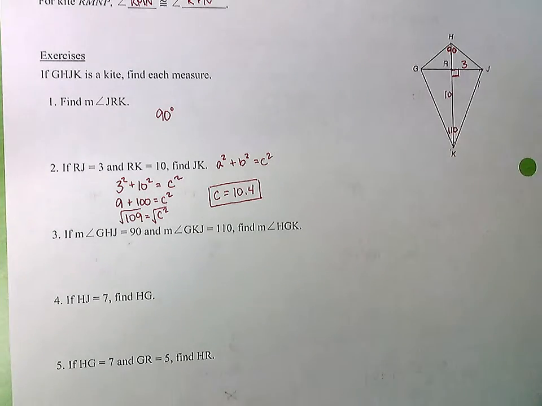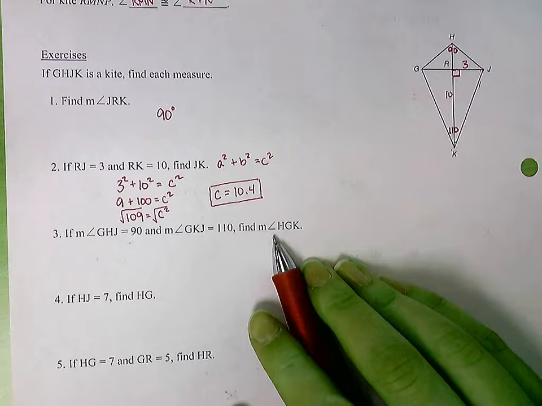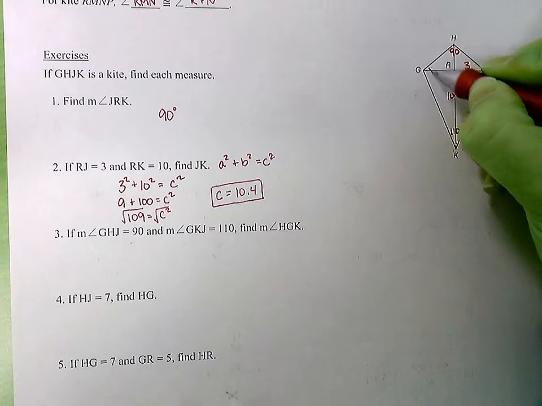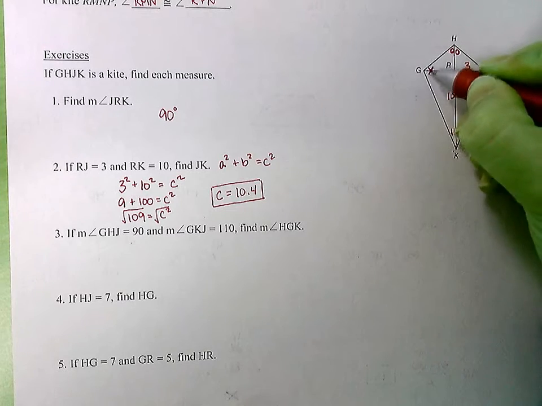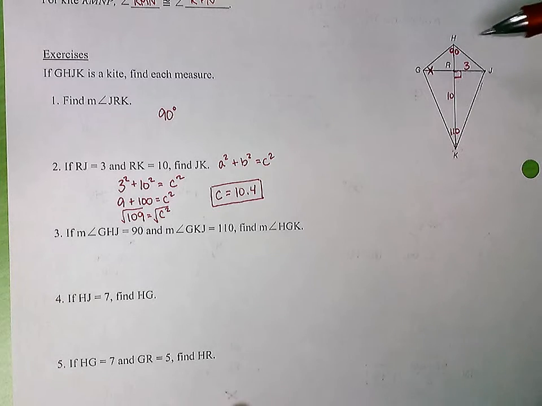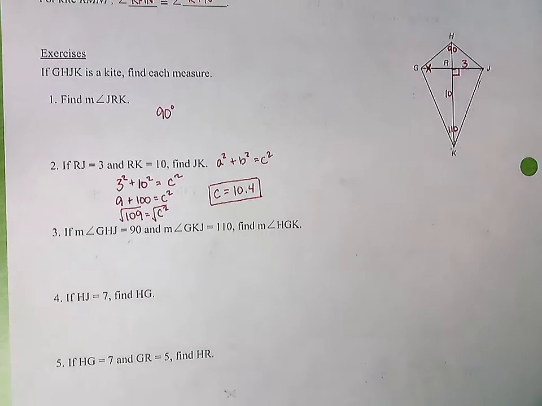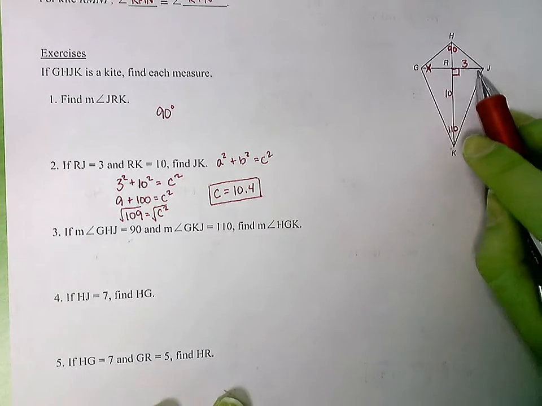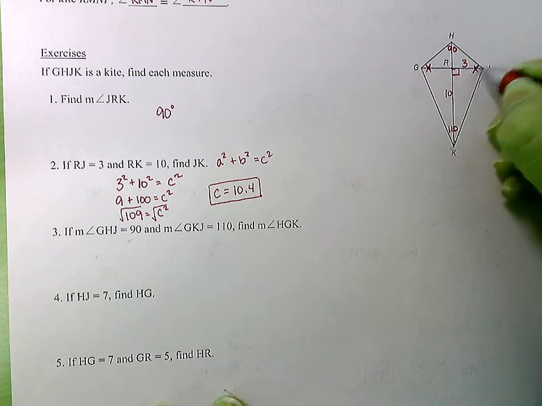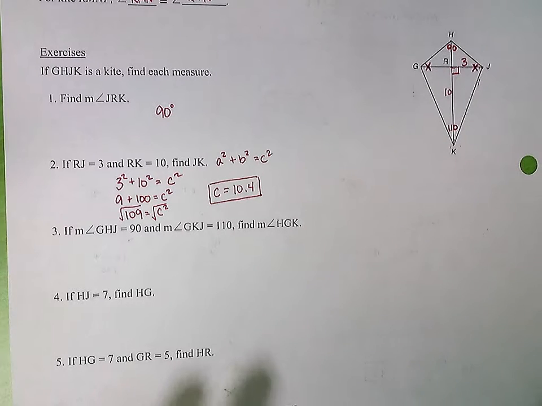Okay. We want to find the measure of angle HGK. So we want to find this angle right here. Well, since I know these two angles aren't congruent, but I do need one pair of congruent angles within a kite, that means these two have to be congruent. So J would also be whatever I find X to be. Okay, so those two angles are congruent to each other.